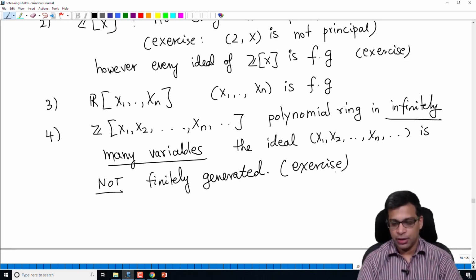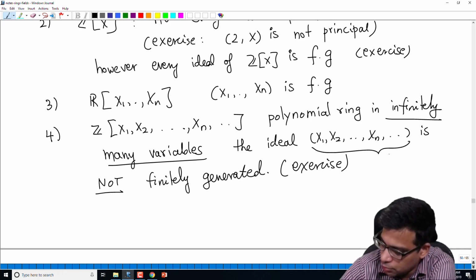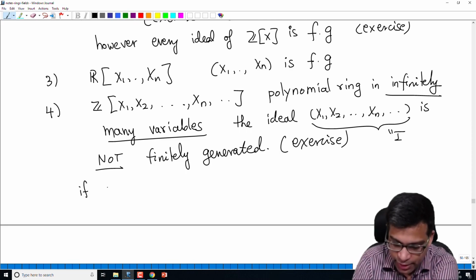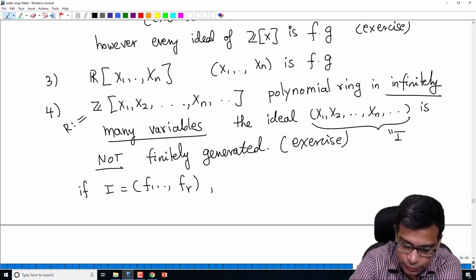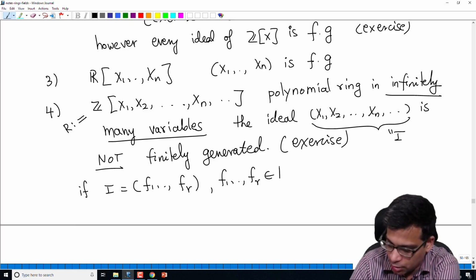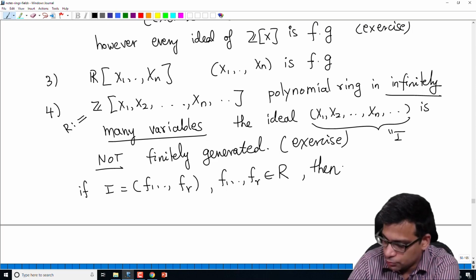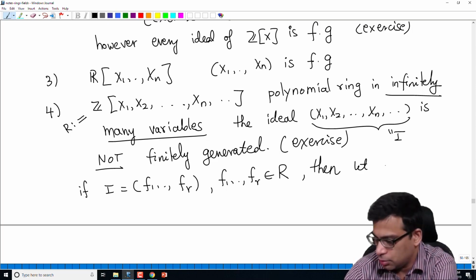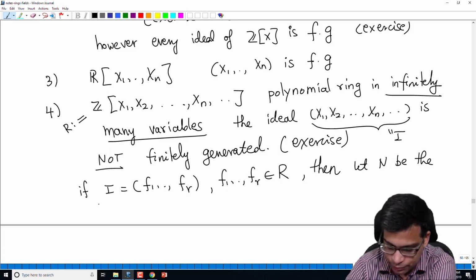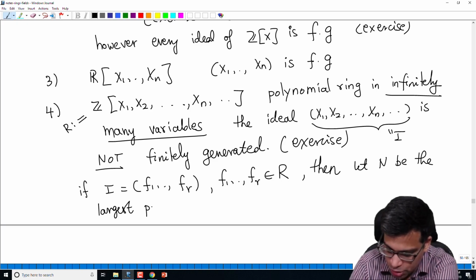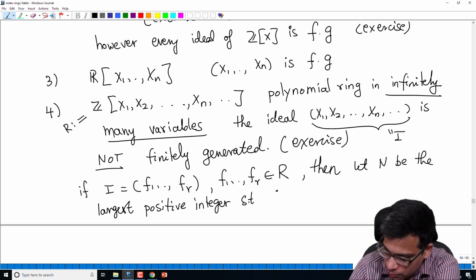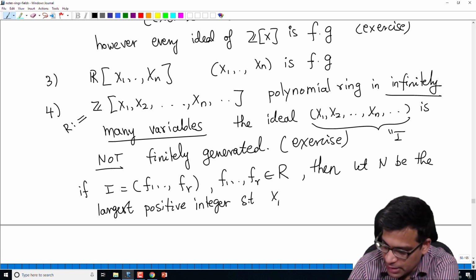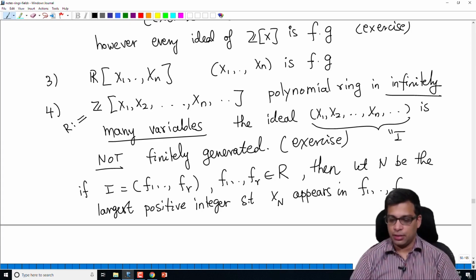Suppose it is finitely generated. Let's call this ideal I. If I is finitely generated, let's say generated by some r polynomials, and let's call this ring R, where f1 through fr are in capital R, then let capital N be the largest positive integer such that the variable xn appears in f1 through fr. So why does such a capital N exist?